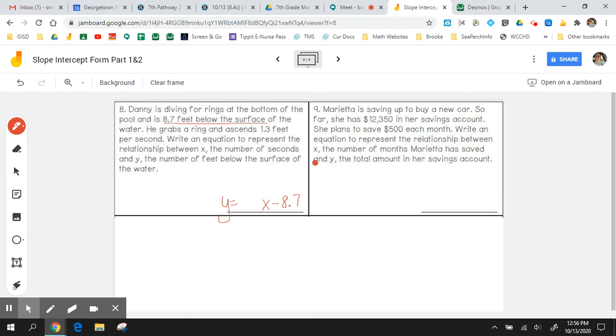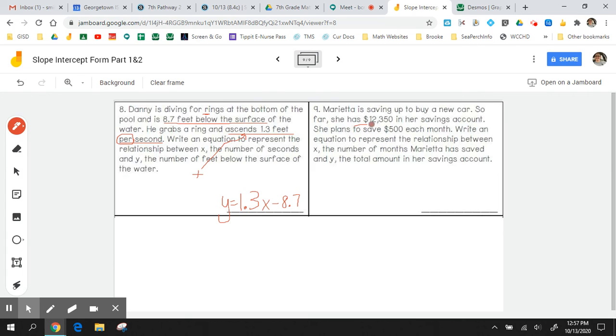Okay, now we got to find the slope. He grabs a ring and he ascends 1.3 feet per second. So the per there tells you that that is multiplying, and that is actually our slope. So ascends is a plus sign. That's a positive word. Below is your minus or your negative word, okay? And so then it tells you which one's the x means this and the y means that, and we wrote our equation. So look at number 9, try and do it. Okay, if you need to, pause and see if you get it correct.